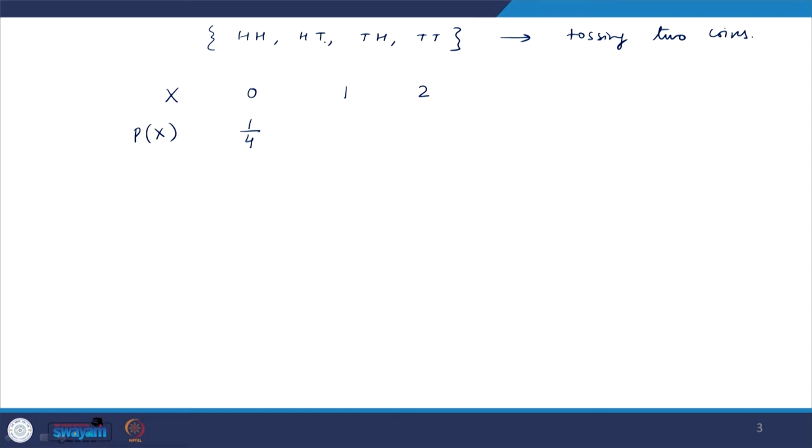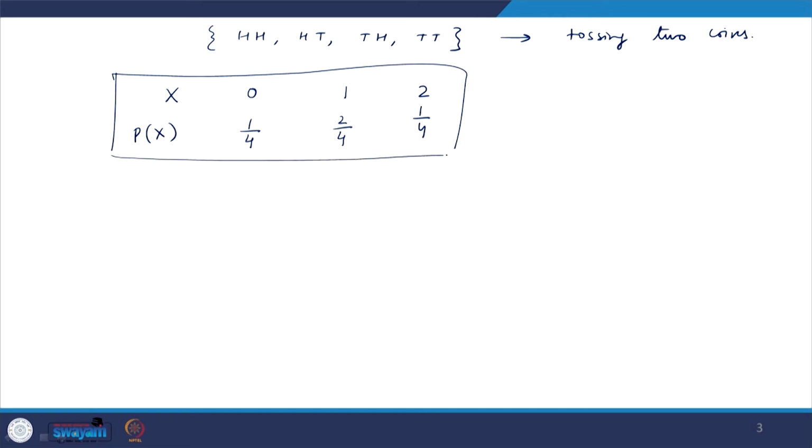One head. For one head there are two cases, so that is 2 upon 4 or 1 by 2. For two heads, there is only one case, so it is 1 by 4. So that will be basically P of X for this problem. Okay.